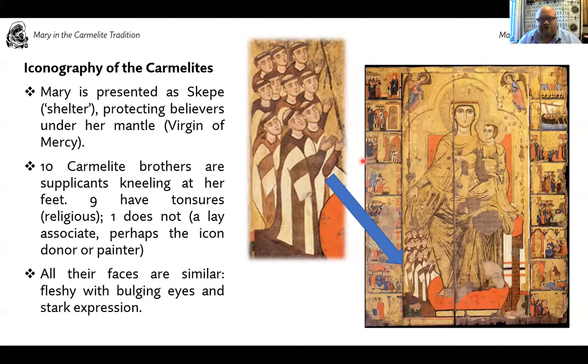The Third Order as such didn't exist, but we know that lay people have always been drawn to the spirituality of Carmel, and indeed probably the very first hermits on Carmel, the vast majority of them would have been lay people, not priests. It may be that this figure is the donor who's paid to have this icon made, or it may even be the painter, the writer himself. And all their faces are pretty similar, fleshy with bulging eyes and stark expression, which isn't how most Carmelite friars look today.